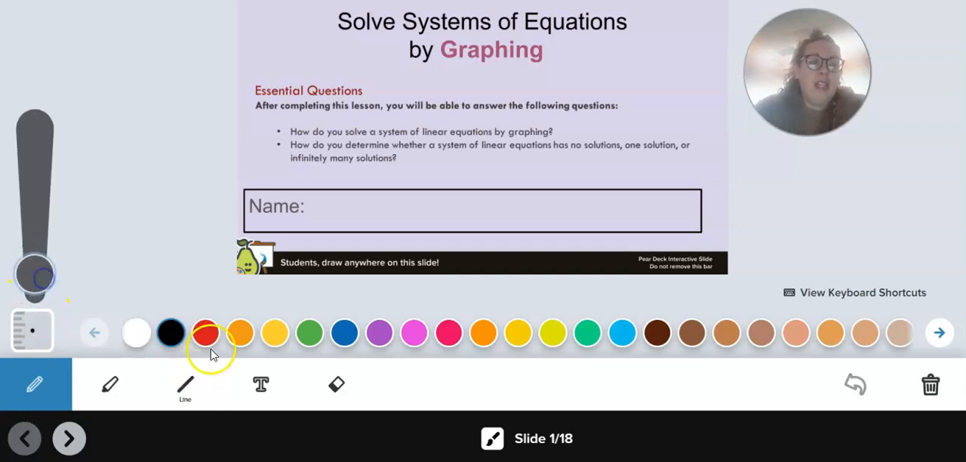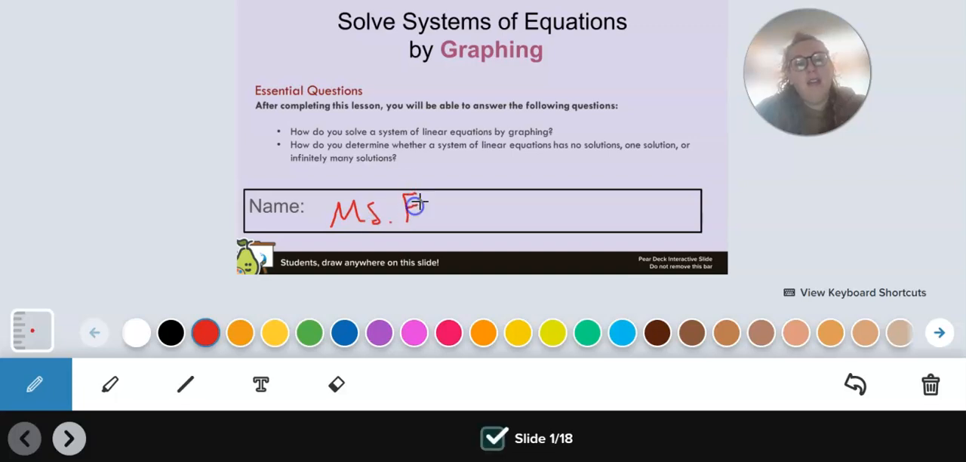On the first slide, take a second and put your name in that name box. We're going to specifically look at solving systems first by graphing. So we're going to graph equations and then see if they intersect. Push ahead to slide 2 when you're ready.